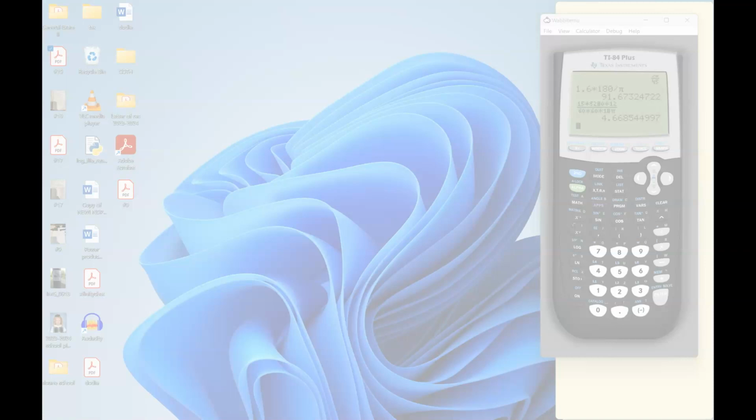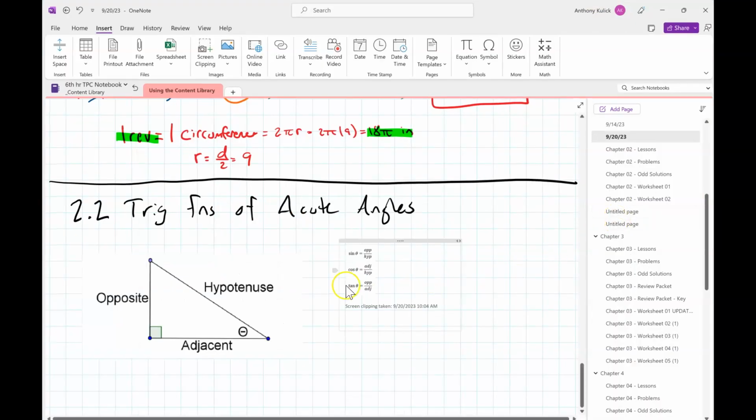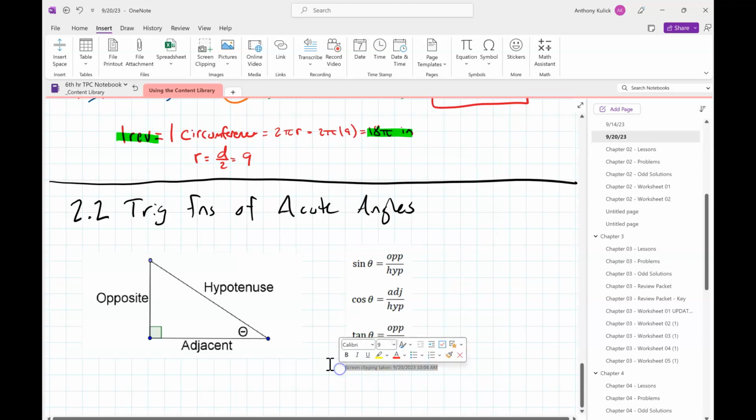So I know that sine of theta is opposite over hypotenuse, and cosine of theta is adjacent over hypotenuse, and tangent of theta is opposite over adjacent, right? That's just SOHCAHTOA. Everybody agree?